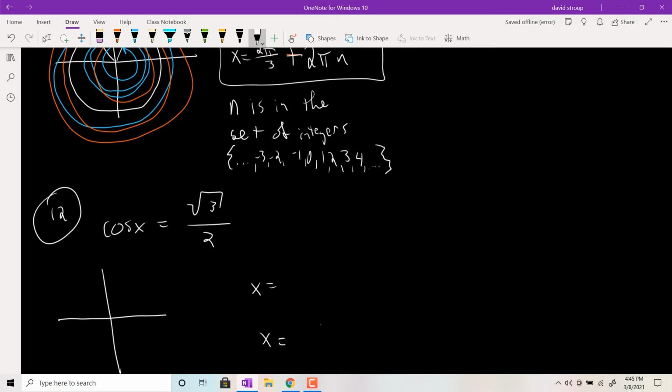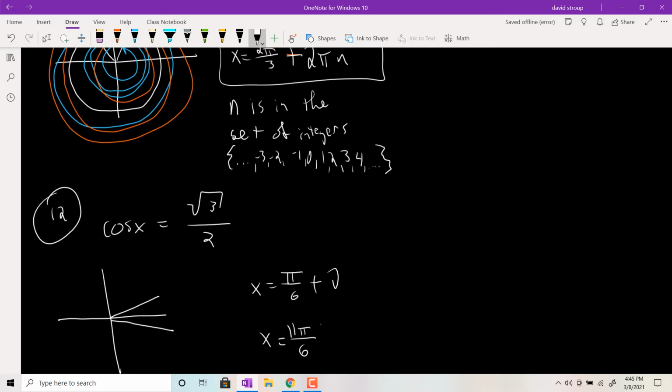First, the answers that are between 0 and 2 pi. So of course you get your reference angle, just pi over 6. But then there's another solution, right? And that's where cosine is also positive. That's 11 pi over 6. So you put that as your other solution.